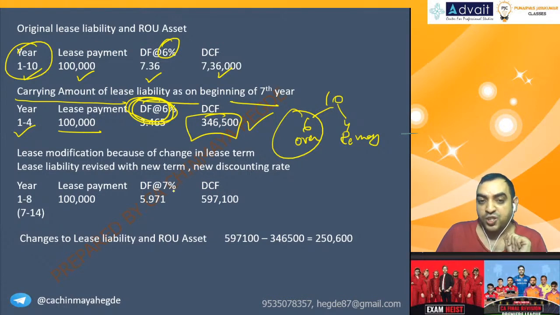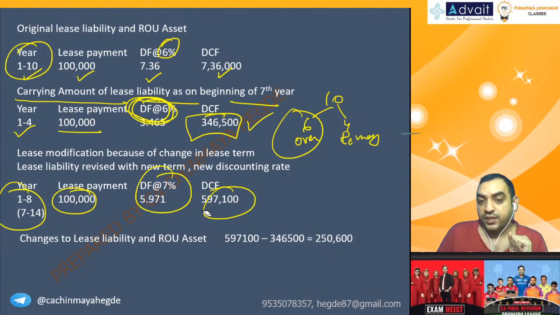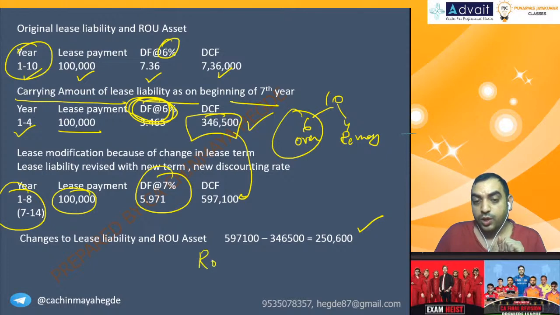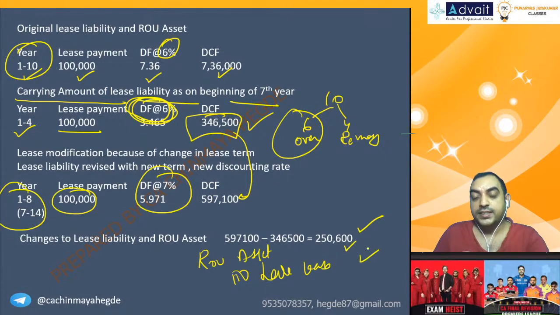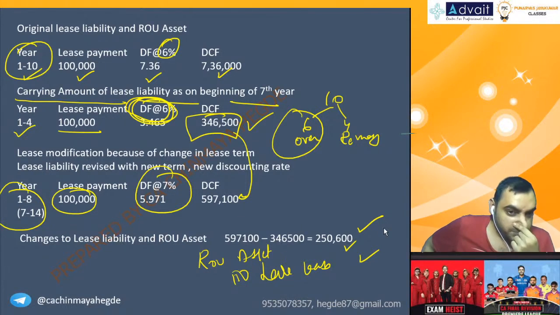Now lease modification, you go for it. Lease modification: 1 lakh, remaining 8 years, beginning of the 7th year. So remaining 8 years, new rate 7%, 5,97,100. So the difference between these two, you will debit ROU asset and you will credit lease liability 2,50,600. Modification always uses the new rate, correct. Hope you got the point.